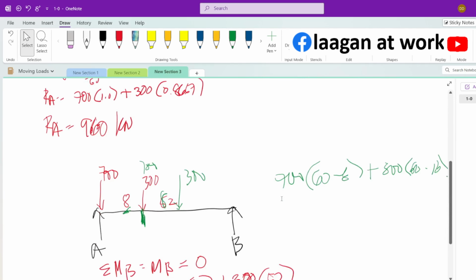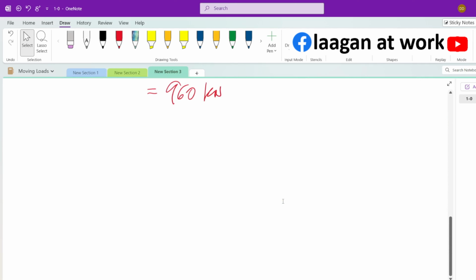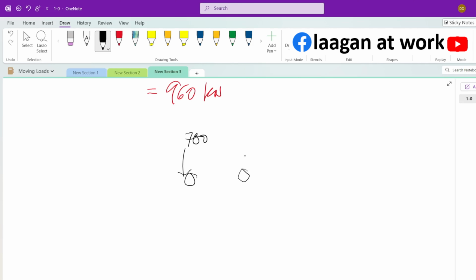Now, to solve for the maximum moment, first you have to get the location of the resultant. So this is your load, which is 700, and then we will position. So this one is 300 kilonewton.